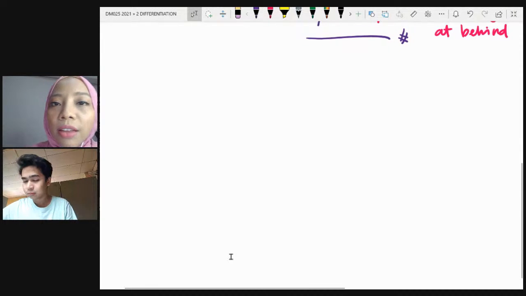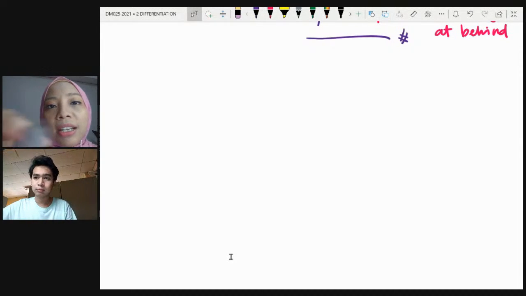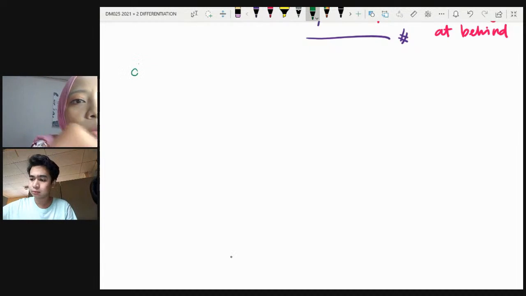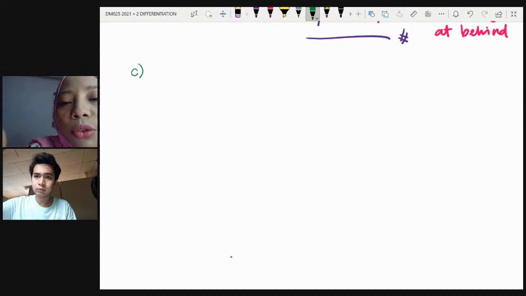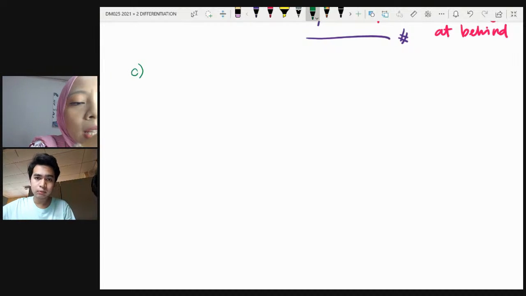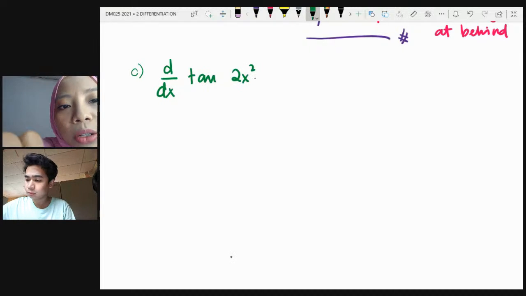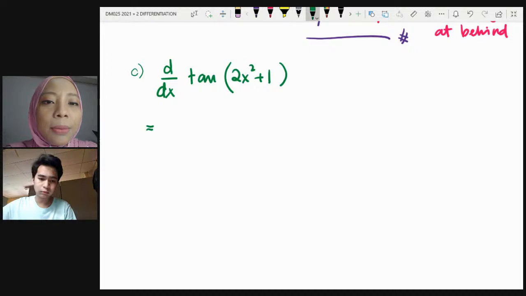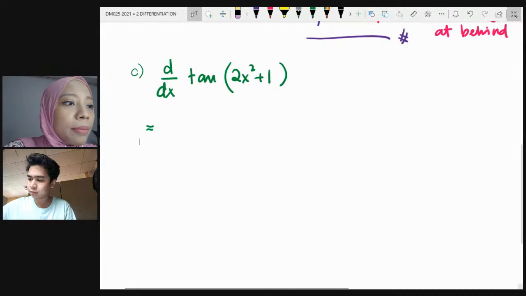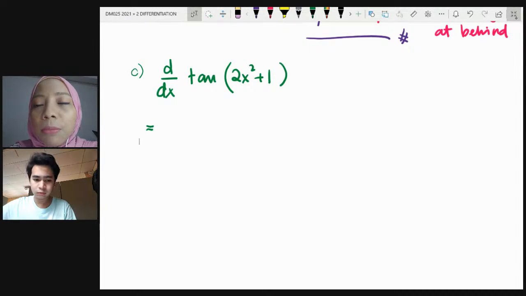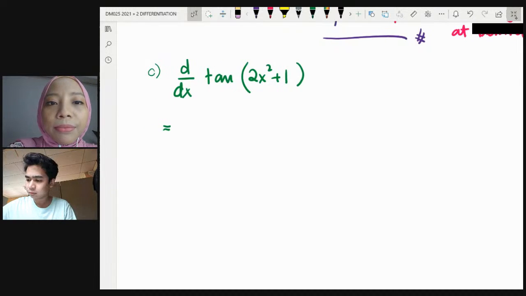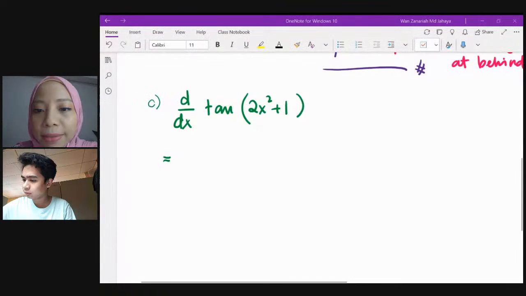Tangent. If just now we had a look at the sine, cos, and now tangent. That's why I told you today is only a revision for you. So C is the question: differentiate tangent of 2x square plus 1. Okay, cuba buat sekarang. I give you 30 seconds to answer. Please write down at the comment once you get the answer.